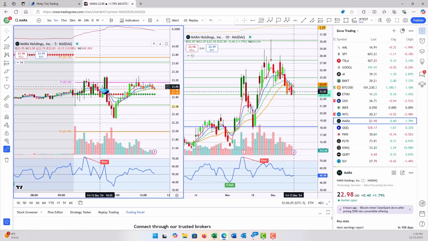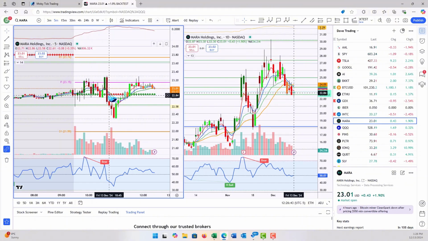This entry here would have been better. We had increasing volume, breaking above 23.20, but this went up to the high of 23.30 and then went against us. So I set the stop just below the open here. So we would have lost our 30 cents.